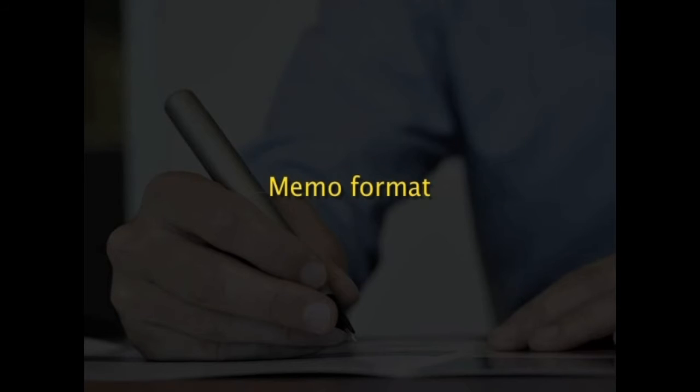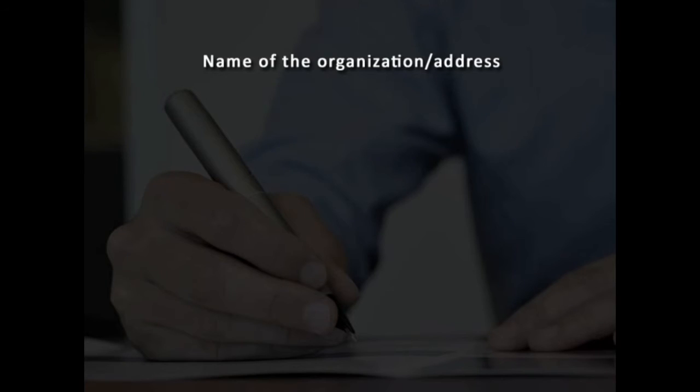The third format is a memo format. Let us see how it looks. Please see the next slide. Generally, these memo formats are used for short reports that are communicated within the organization. The first line should state the name of the organization and the address of the organization.